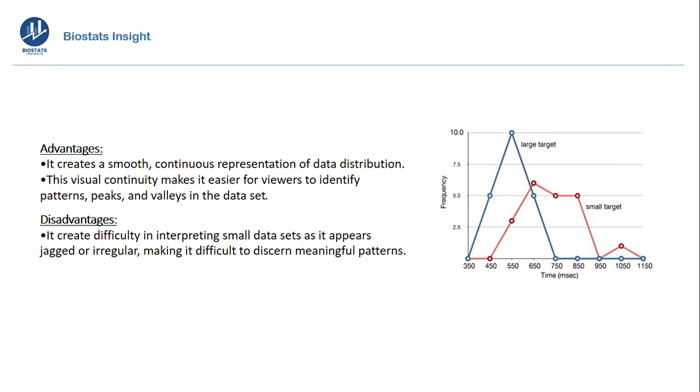Now, the advantage: it is a smooth, continuous representation of your data. The visual continuity makes it easier for viewers to identify patterns, peaks, and valleys in the data sets. Disadvantage: it creates difficulty in interpreting small data sets, as it appears jagged and irregular, making it difficult to see meaningful patterns. As you can see, here we are comparing multiple levels, the larger target and the smaller target, in one graph.